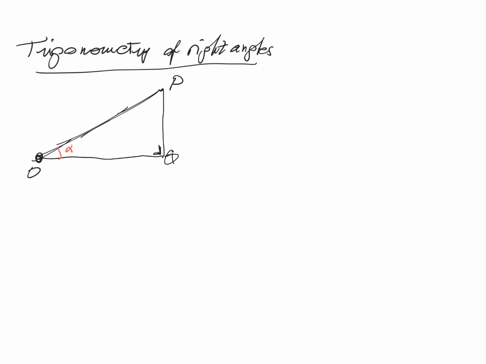In this triangle, we have different names for the sides. So we are looking at the angle alpha. The side opposite of alpha is of course the opposite side. This one here is the adjacent side. And the long one is called the hypotenuse. So let's make some room here.